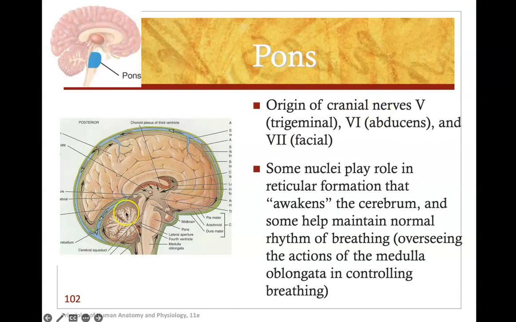Again, the pons has lots of cranial nerves going off of it, but you don't have to know which ones are coming off. So you can cross that off.